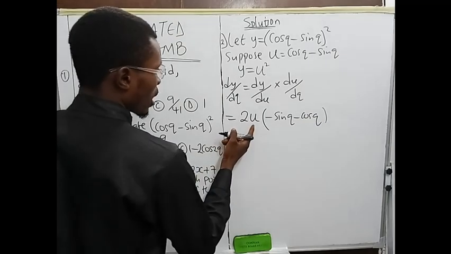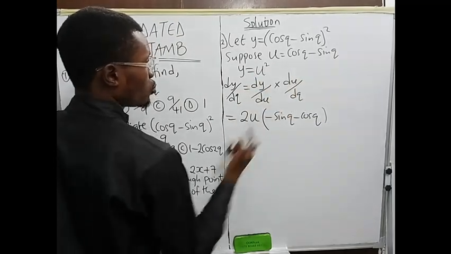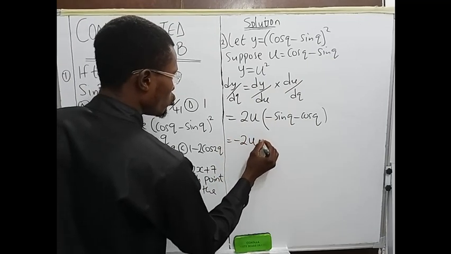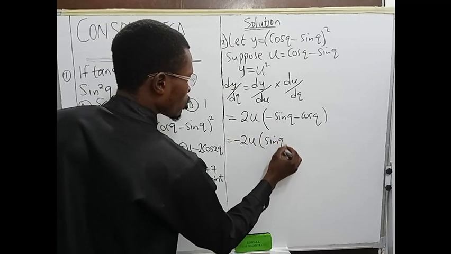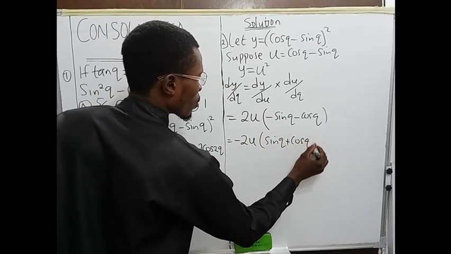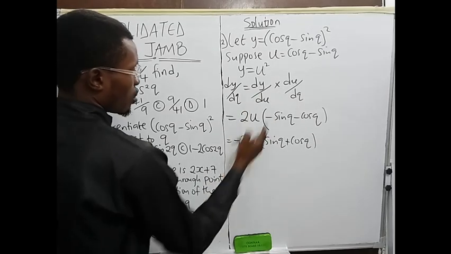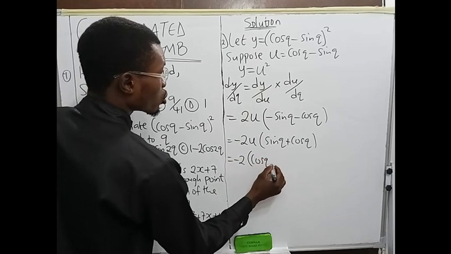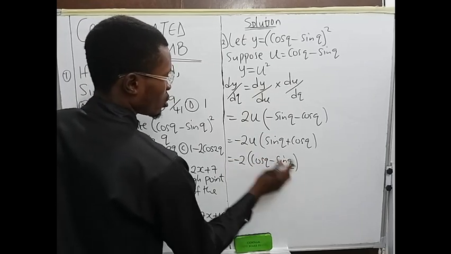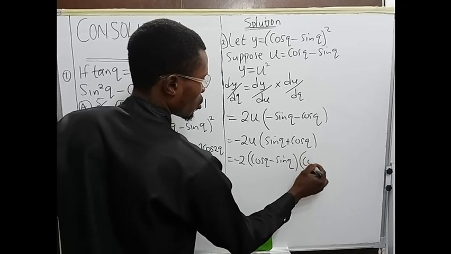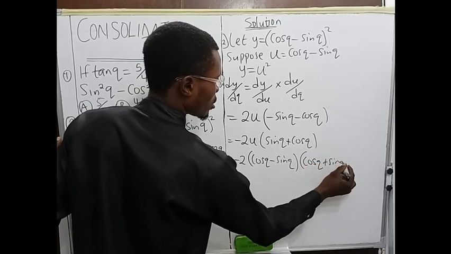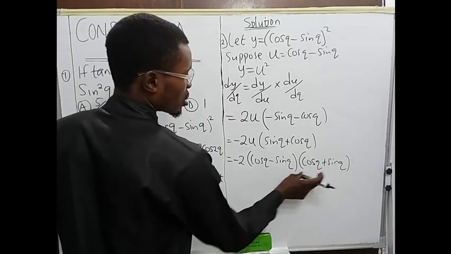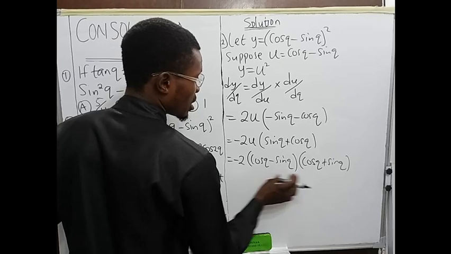Remember, our u is cos q minus sine q. Our factor is negative, so I'm going to have minus 2u times sine q plus cos q. If I put the value of u, I'm going to have minus 2 times cos q minus sine q, then times this, which I can write as cos q plus sine q, since addition is commutative. What I have here is the product of a difference and a sum.